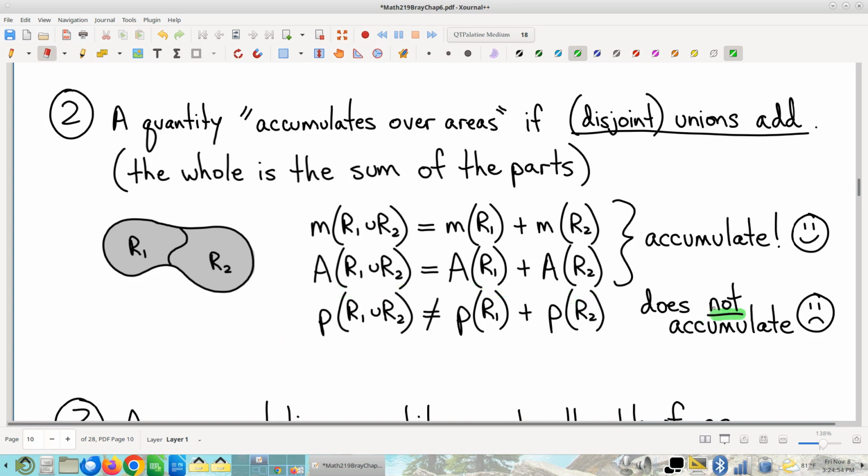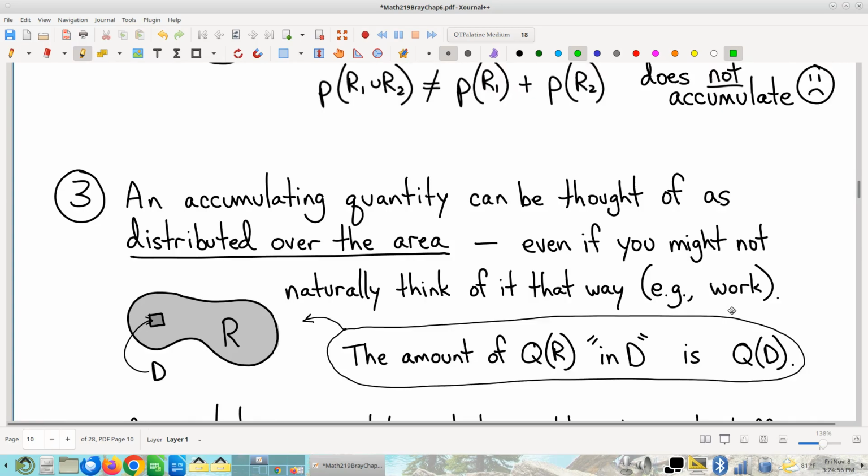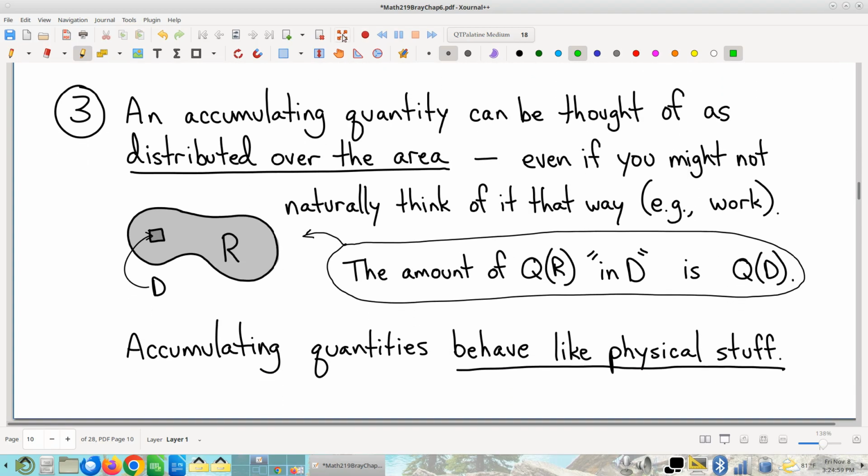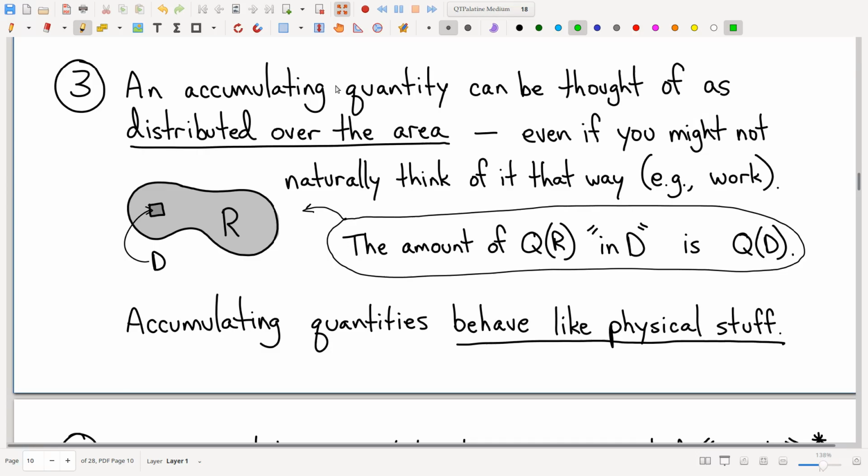Okay. Now the next observation is a little weird. I'm going to propose that we can think about accumulating quantities in a certain way. It won't be clear immediately why I would ever want to do this. But don't worry for the moment about why I would want to do the following. Let's just focus on whether it is okay to do the following. And here's the punchline. If you have an accumulating quantity, you can view it as being distributed over the area. And to be a little bit more blunt about it, it behaves like stuff.